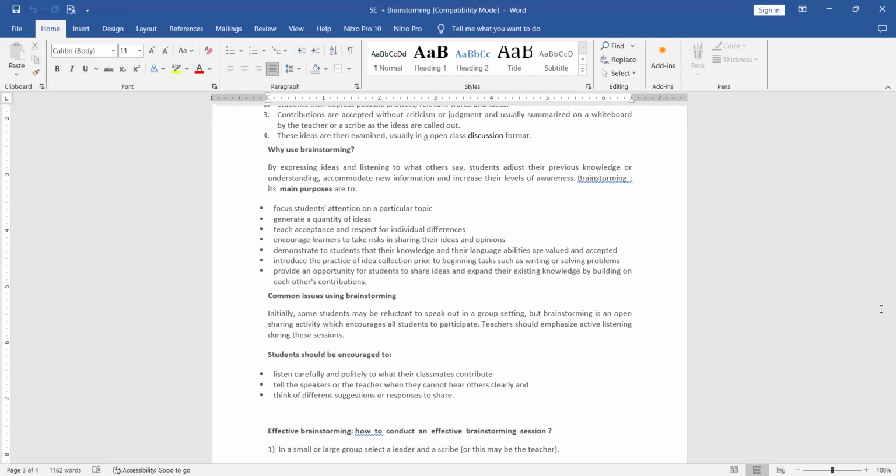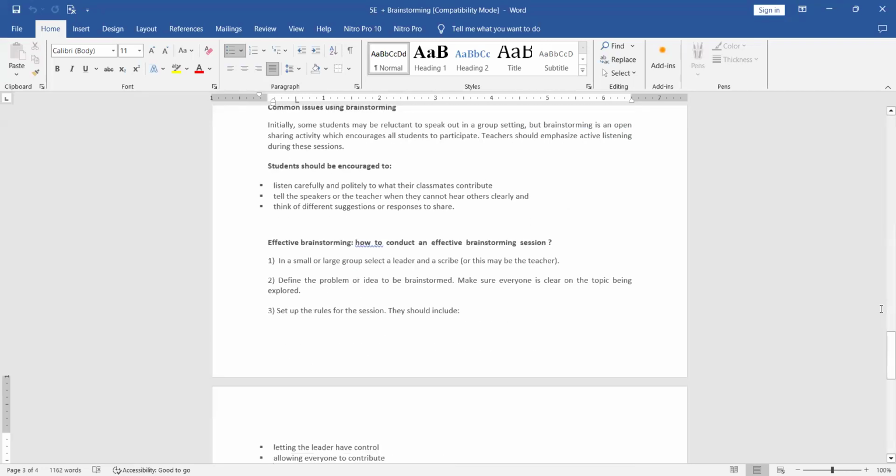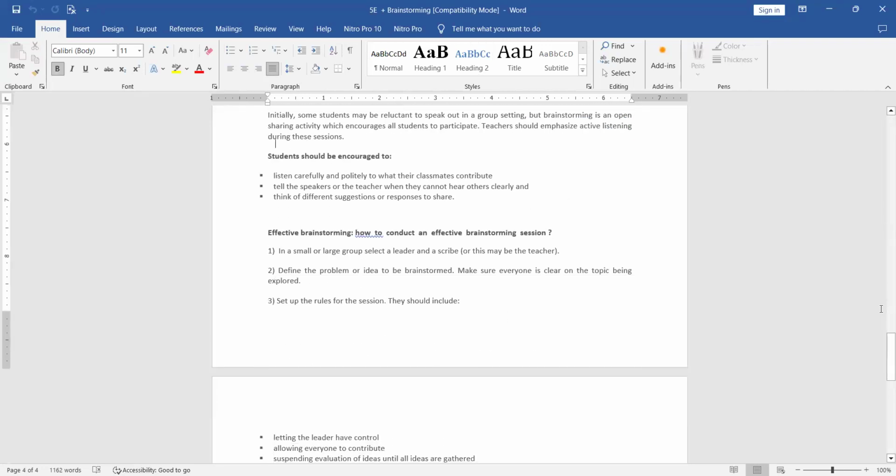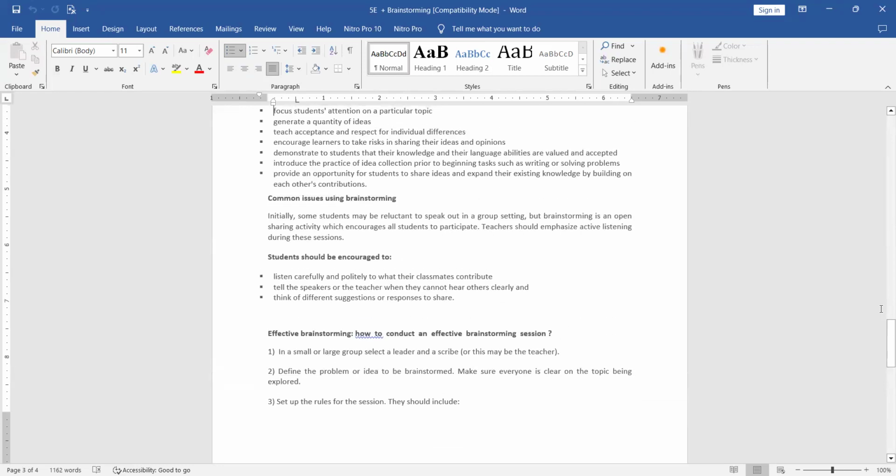So initially it's a challenging thing. Some will not utter a single word. But when you make it a habit that you do every day, because it has its own advantages in the student-centered classroom, students will develop those abilities and shed their inhibition.